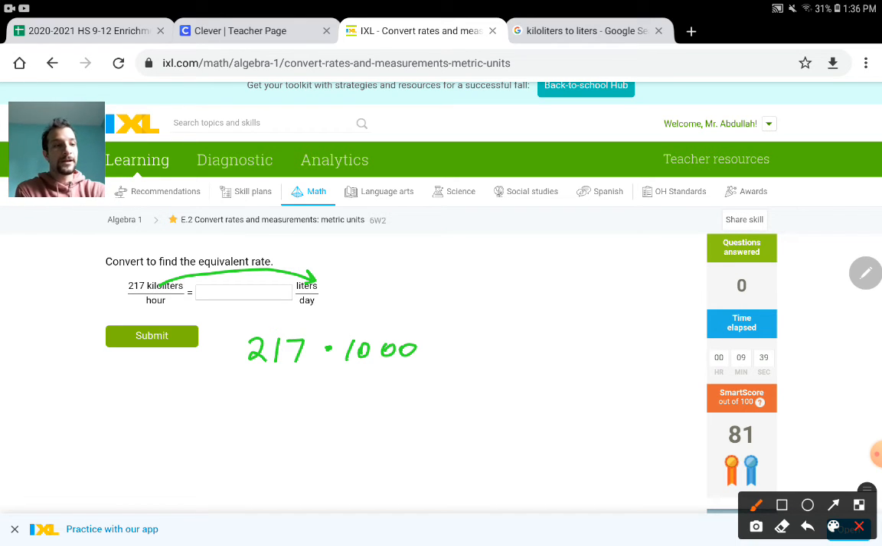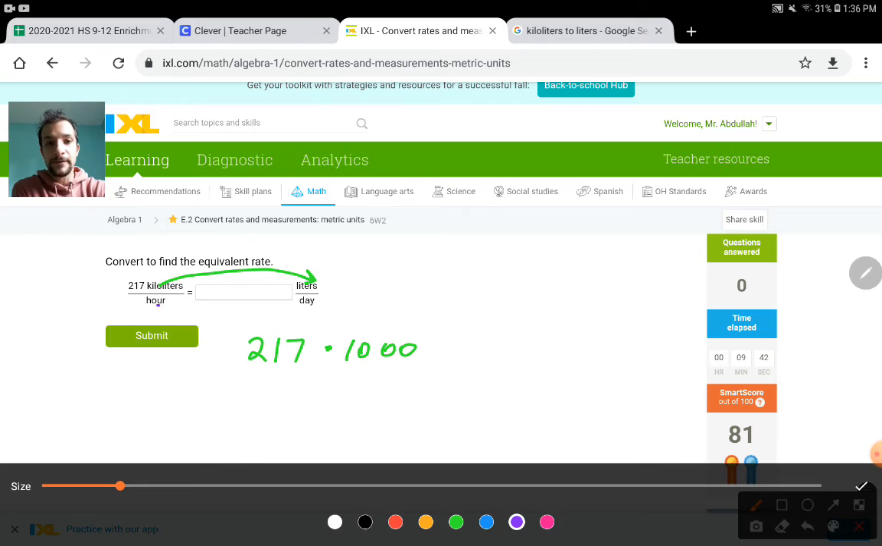For the conversion in the denominators, I need to convert the hours to days. How many hours do we have in a day? We have 24 hours in a day, but are we going to multiply or divide? Both is possible, by the way. Just use the same analogy that I told you. Is the time getting longer or shorter? From hour to day, it's a longer time period. So the number that I have is going to be even more. So instead of dividing as my original assumption, I need to multiply by 24.